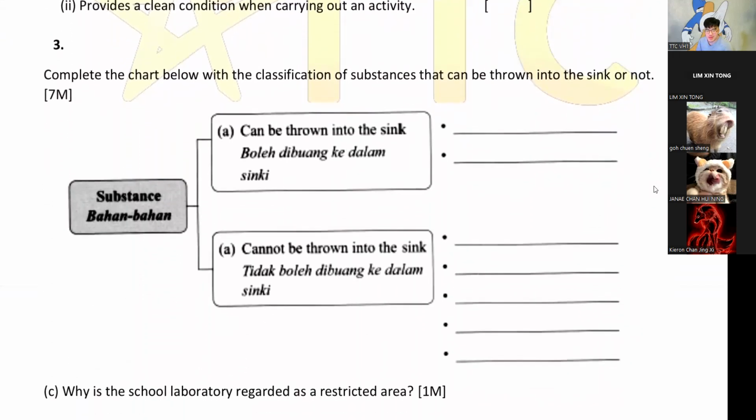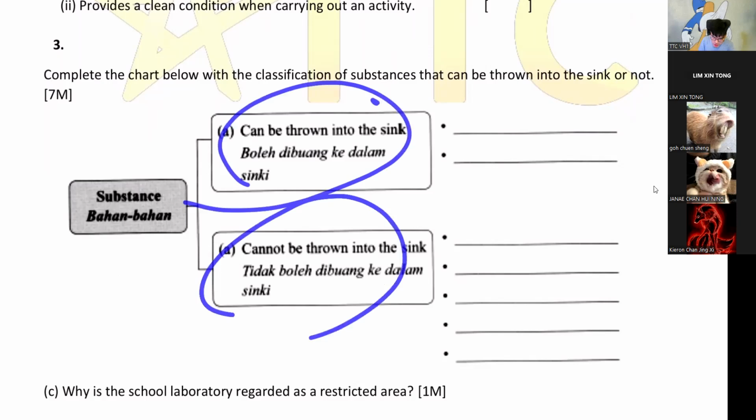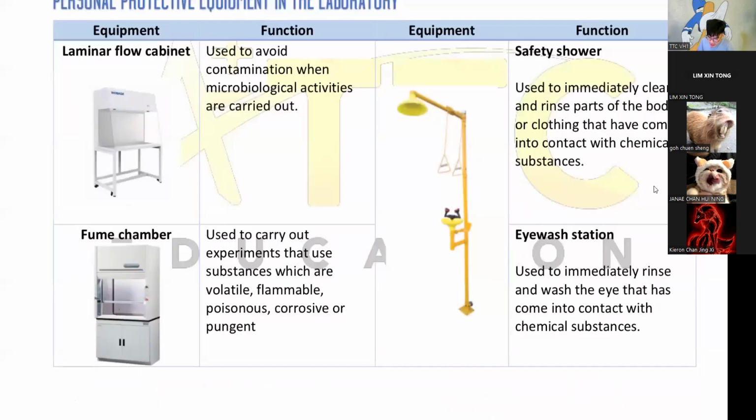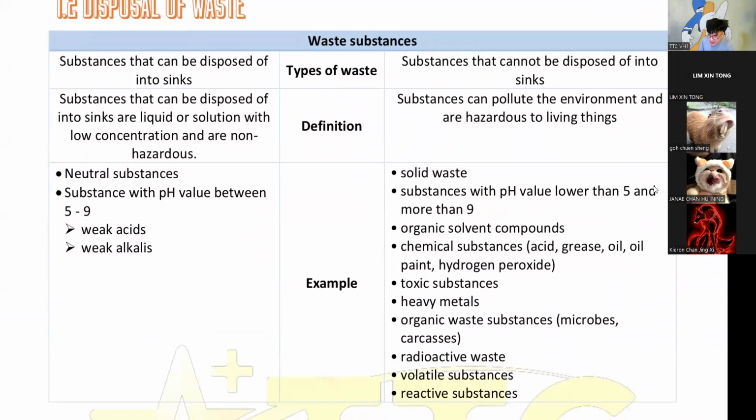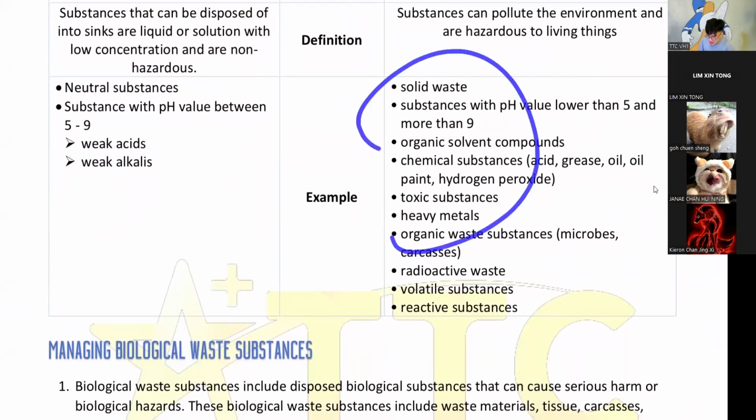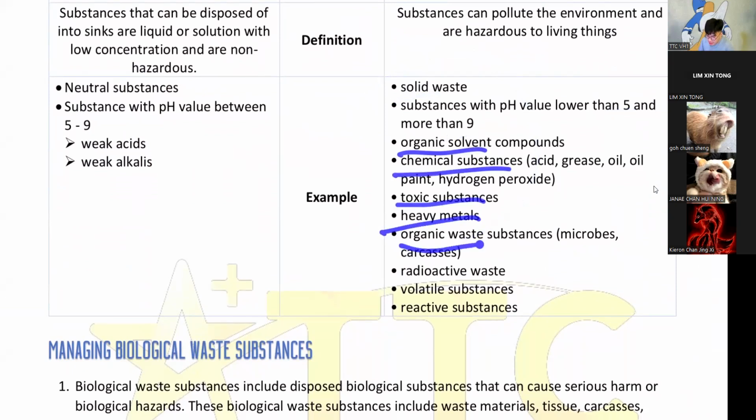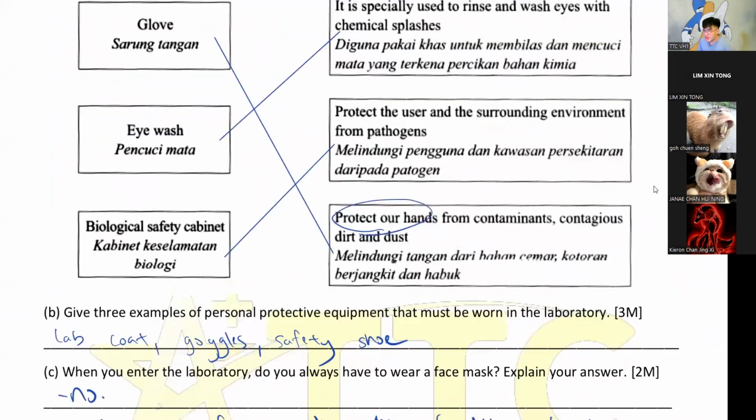Okay, number three. Anything that's logical to do exactly. Right. So, Karen, you didn't attend the class last week, because we mentioned this last week. Okay, what can be thrown into the sink and what cannot be thrown into the sink? Okay, let me quickly repeat this. Things that can be thrown into the sink, not many. It's just dilute acid, weak alkaline, or anything neutral. Okay, what you cannot throw into the sink, plenty. Right? Solid waste, you cannot throw solid into the sink. The strong acid, strong alkaline, organic solvent, chemical substance, toxic substance, heavy metal, organic waste. Yeah, so take your pick here.